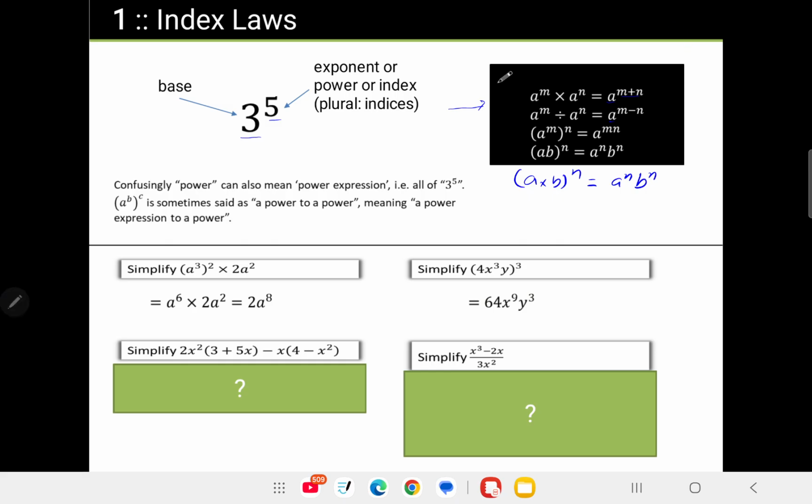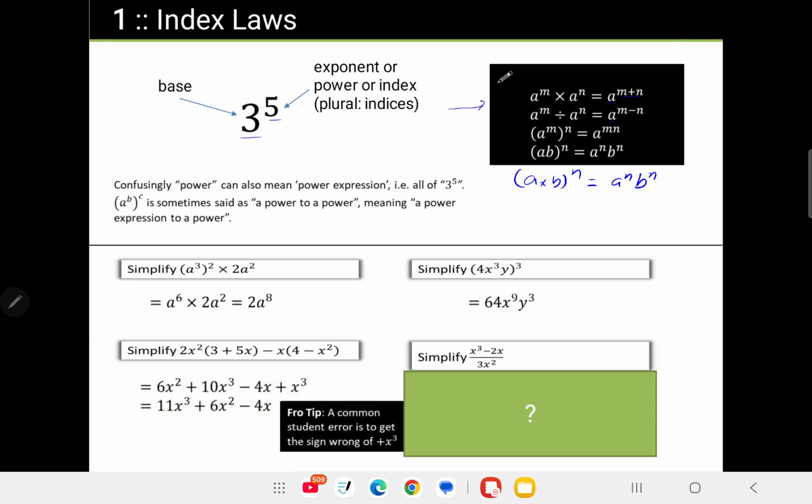Similarly we can do the next, which is 2x squared times 3 plus 5x, minus 2x times 2 minus x. If you multiply 2x squared inside, it will be 3 times 2 is 6x squared, plus 5 times 2 is 10x squared times x is x cubed. Then, if you take x inside, it's minus 4x, plus x cubed. If you add the like terms, 10x cubed plus x cubed is 11x cubed, 6x squared is the only such term so keep it as it is, minus 4x. So the answer is 11x cubed plus 6x squared minus 4x.